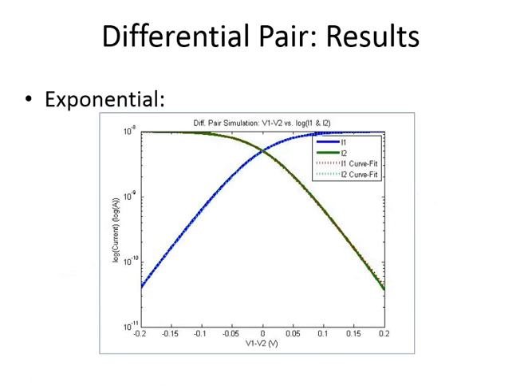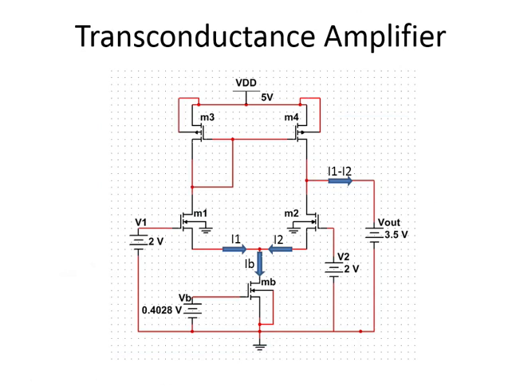Here's the exponential graph of the I1 and I2 curves. They show the tightness of the curve fits. Here's the transconductance amplifier. We can see the differential pair on the bottom and the current mirror on the top. And we can see that the output is I1 minus I2.